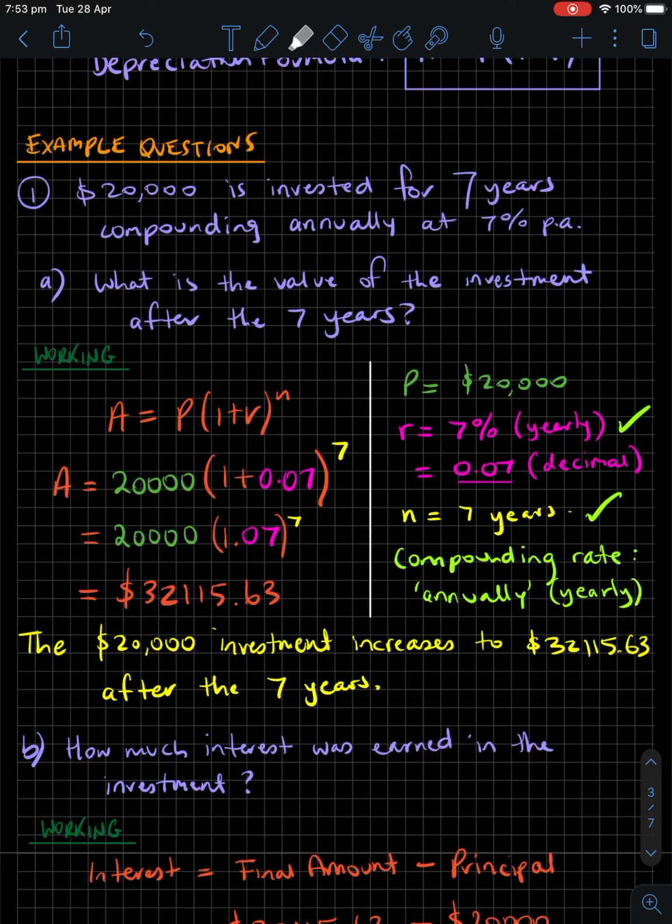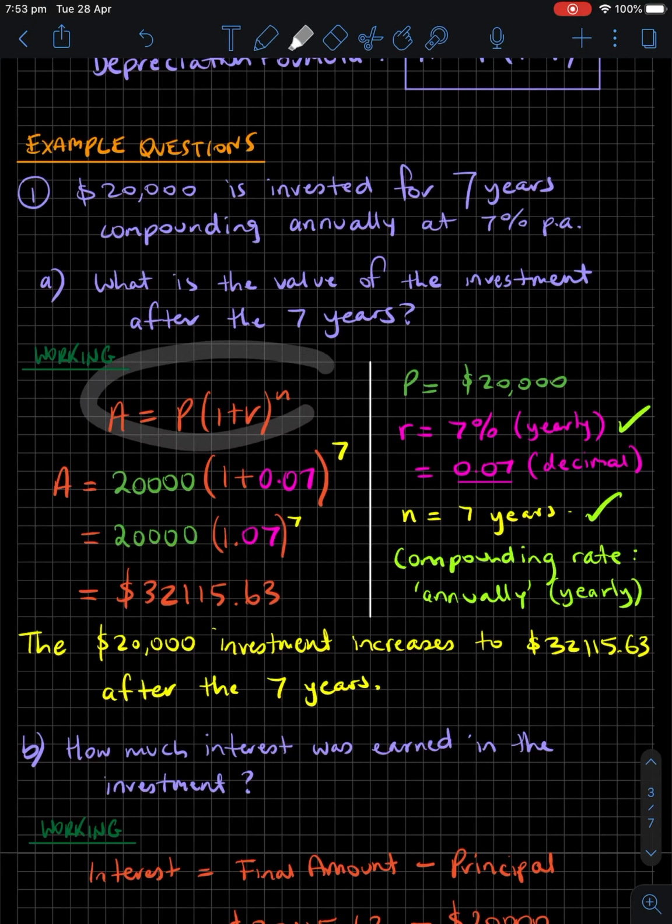we need to realize that our compounding rate is an annual rate. So it's really important to understand that we need our N and our R to match this annual rate, this yearly rate. And it does match because we're dealing with years, and our percentage is a per annum year. So this PA means per year. So it does match with our compounding rate of annually. Okay, so now that these match, we use these numbers in our formula.